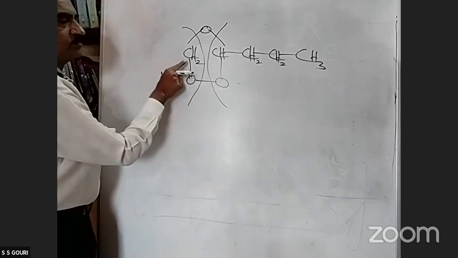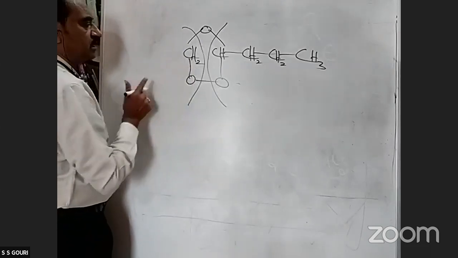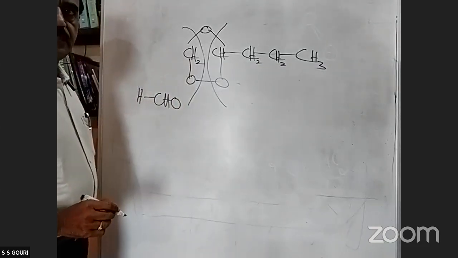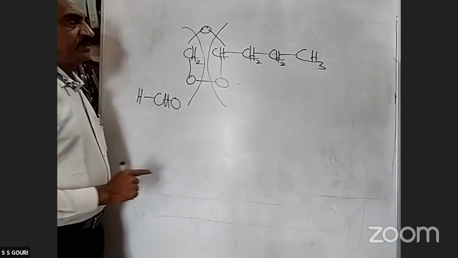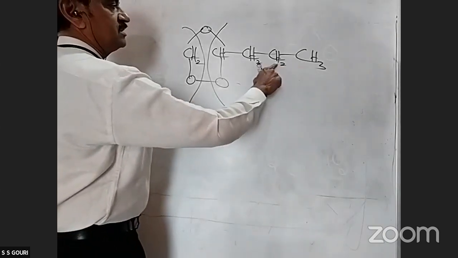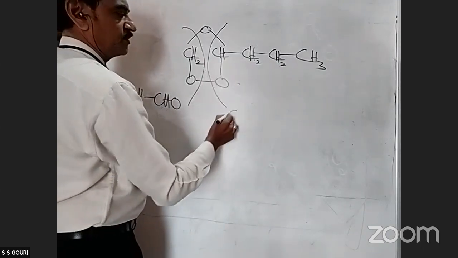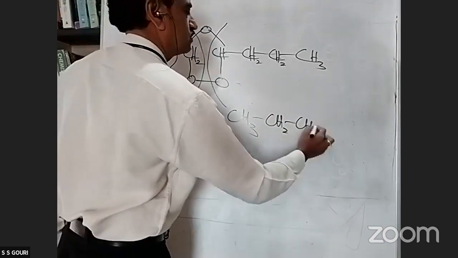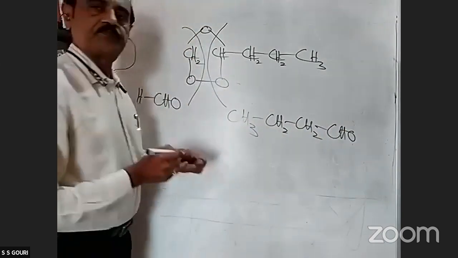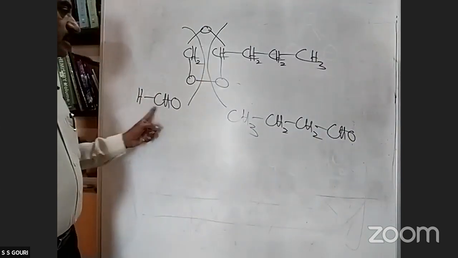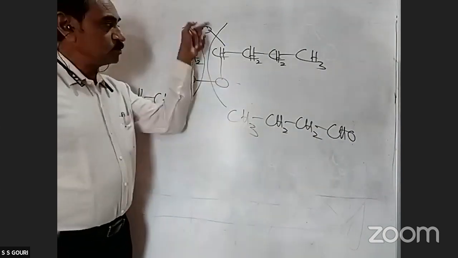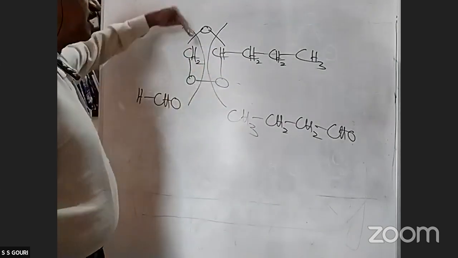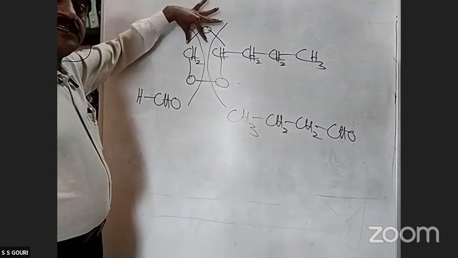Then what are the products formed? CH2O, which is nothing but HCHO. That is methanal, or formaldehyde. And this one is CH3CH2CH2CHO. That is butanal. From the products formed by ozonolysis followed by hydrolysis, we can predict that the double bond is present between the first and second carbon atom.